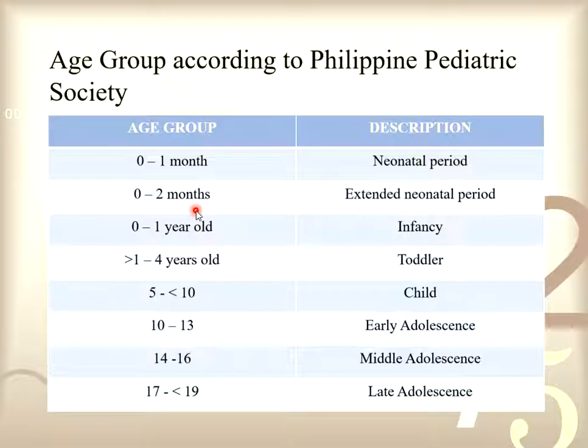Greater than 1, but up to 4 years old, toddlers. 5 to less than 10, child. 10 to 13, early adolescent. 14 to 16, middle adolescence. And 17 to less than 19, late adolescence. So, that is the category used by the PPS.